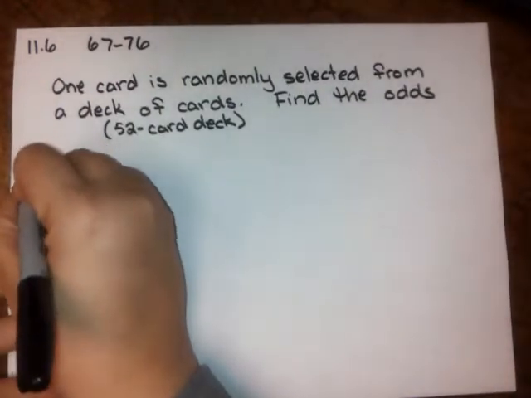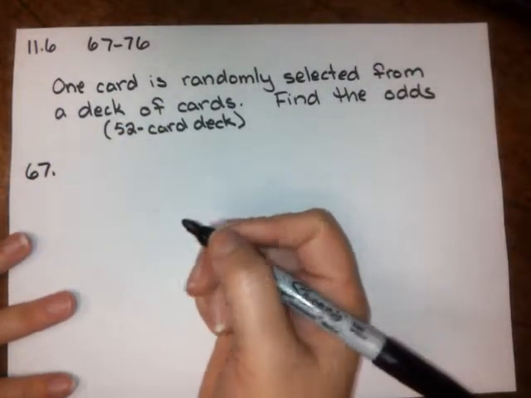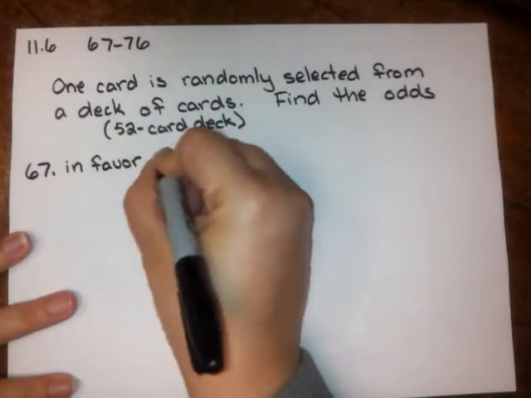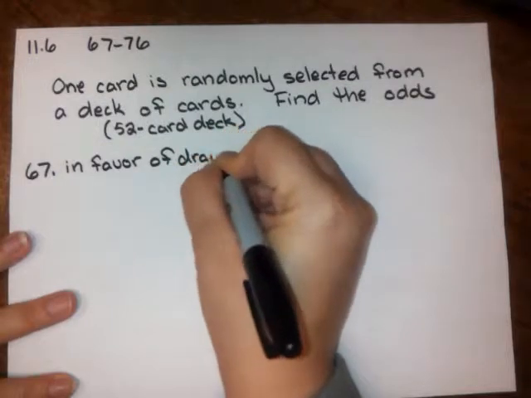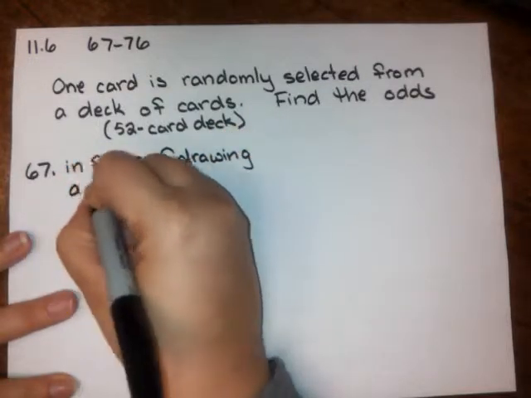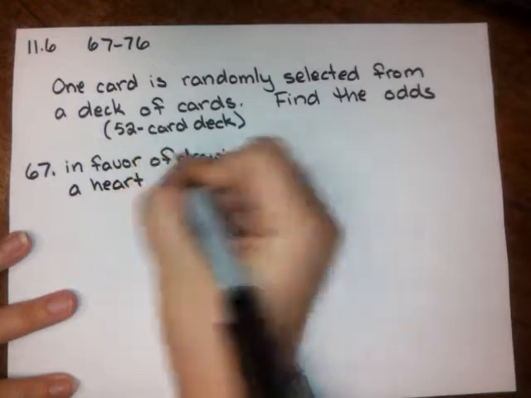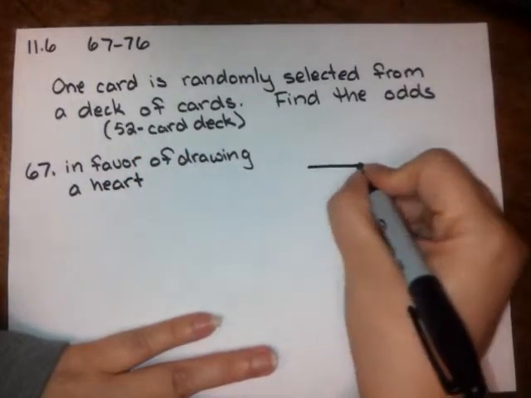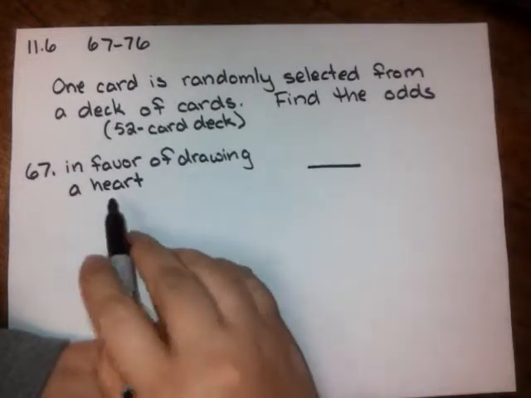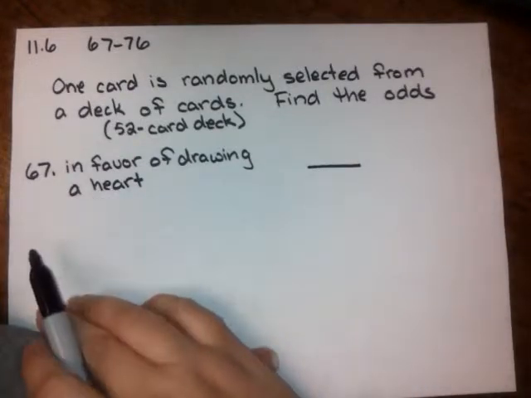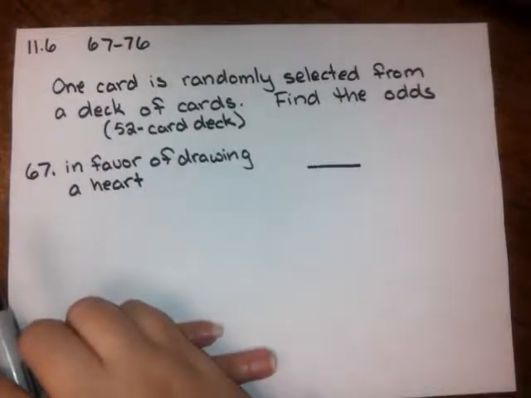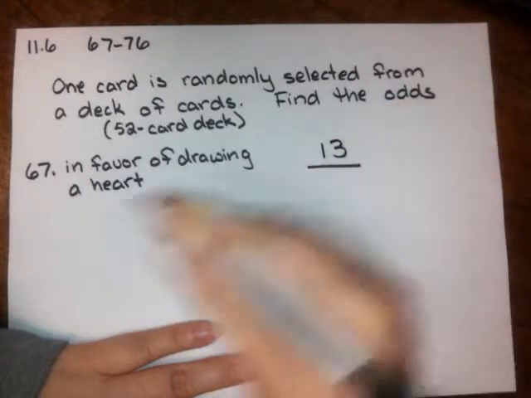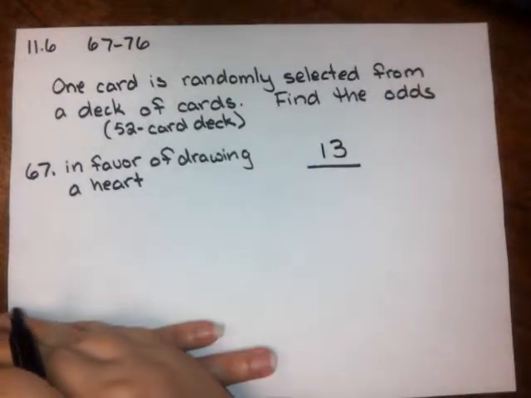So for number 67, they're asking us for the odds in favor of drawing a heart. Okay, so for odds, we put successes on top and failures on the bottom. So successes. How many ways are there for me to draw a heart from a 52 card deck of cards? Well, there are 13 hearts, so there are 13 successes in that deck of cards.